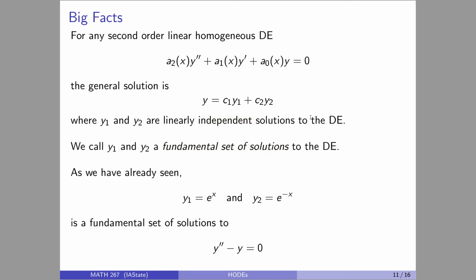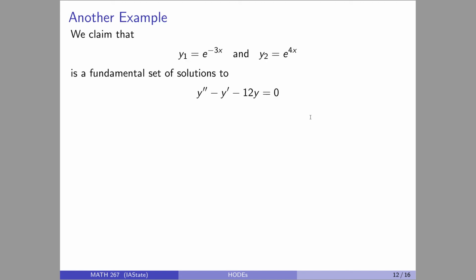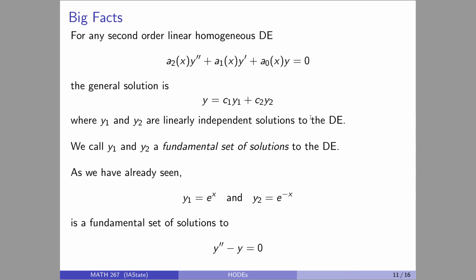So as we've already seen, e to the x and e to the negative x are solutions to the differential equation y double prime minus y equals 0. Furthermore, they have to be a fundamental set of solutions because those functions, as we know, are linearly independent. Jumping ahead here, that means the general solution now will be c1 e to the x plus c2 e to the negative x.